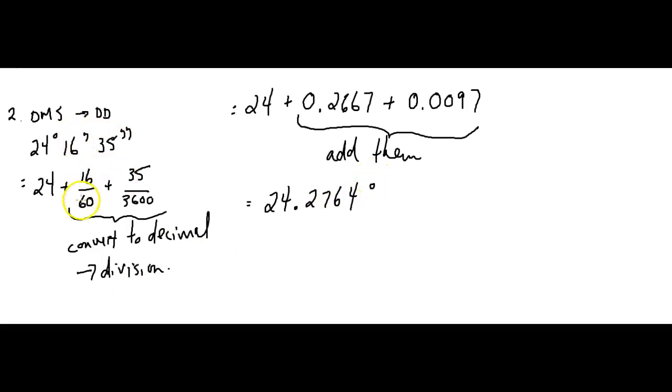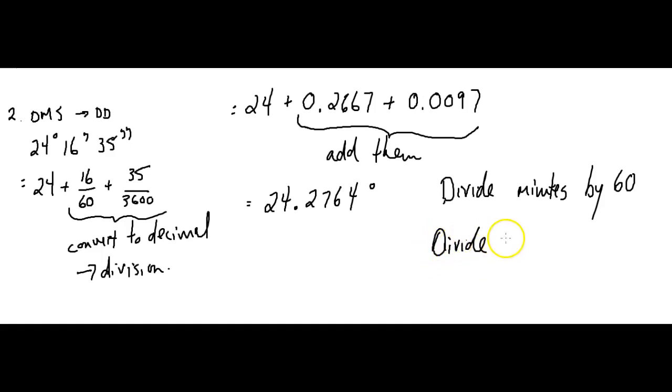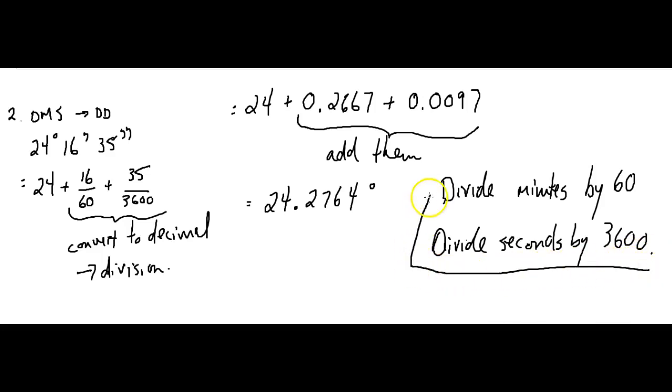So in a sense, to go in this direction, we're dividing by 60 for the minutes, dividing by 3600 for the seconds. Last time the direction was a multiply by 60 for both. Now we will divide minutes by 60, divide seconds by 3600. Alright, so that's your rule for going in that direction. Great.